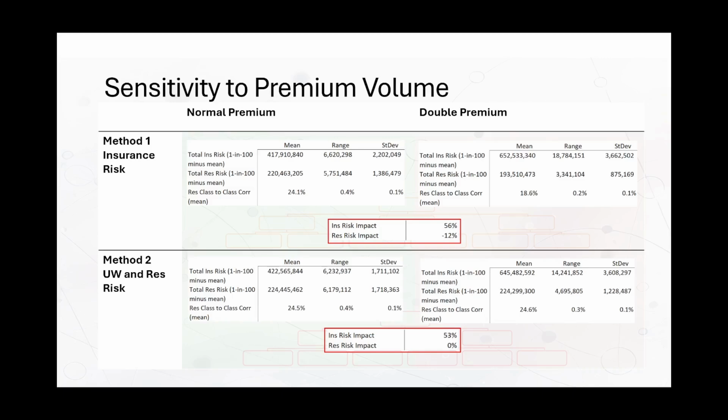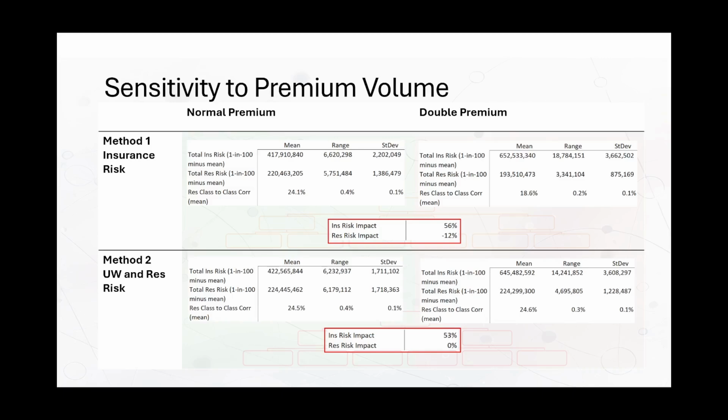The interesting thing as we go across to the scenario where we double premium, let's have a look at the first method. We've gone up to around 650 million. This is very similar to what's happened in the second method for the total insurance risk figure. So both have gone up to about 650 million. And that is an impact of just over 50%. So both models are telling us that would be an impact of just over 50% on total insurance risk.